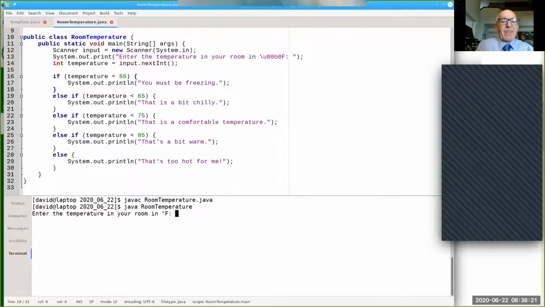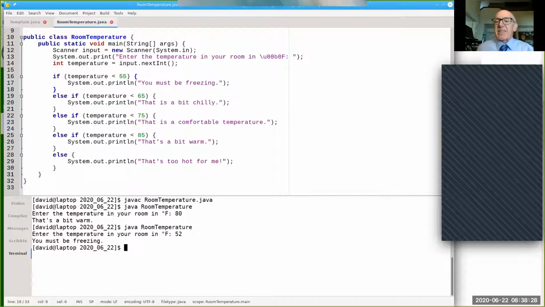And run it. If it's 80 degrees, that's a bit warm. If it's 52 degrees, and so on, everything continues to work. So this is the sort of thing that I am suggesting that y'all pay attention to when you're doing an if-else chain.